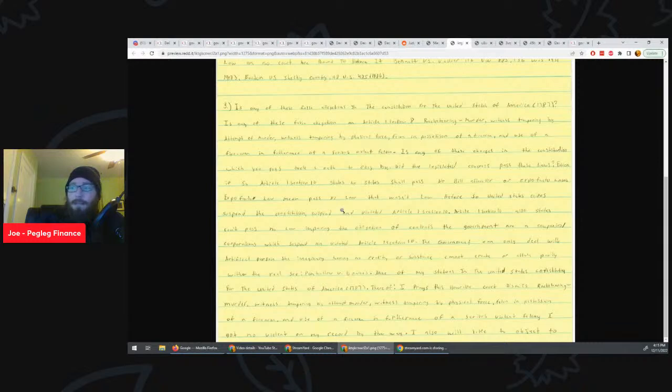Article 1, Section 10 also states can't pass no law impairing the obligation of contracts. The government are companies, corporations, which suspend and violated Article 1, Section 10. The government can only deal with Article 1 person, the imaginary, having no reality or substance, cannot create or attain parity with the real. See Penhallow versus Domes. None of my statutes in the United States Constitution for the United States of America.